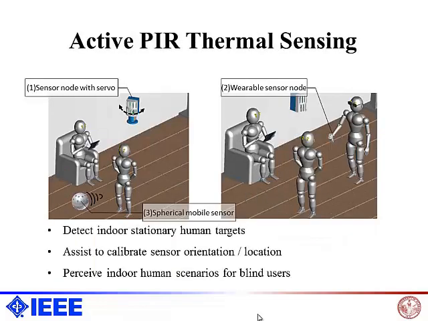So we developed three active sensors to solve the problem. The first one is the sensor node with a servo, which can scan the room to capture the thermal sources. The second one is the wearable sensor, which can be used by blind people, so they can sense the people around by waving their arms. And the third one is a spherical mobile sensor, which you can roll on the ground.